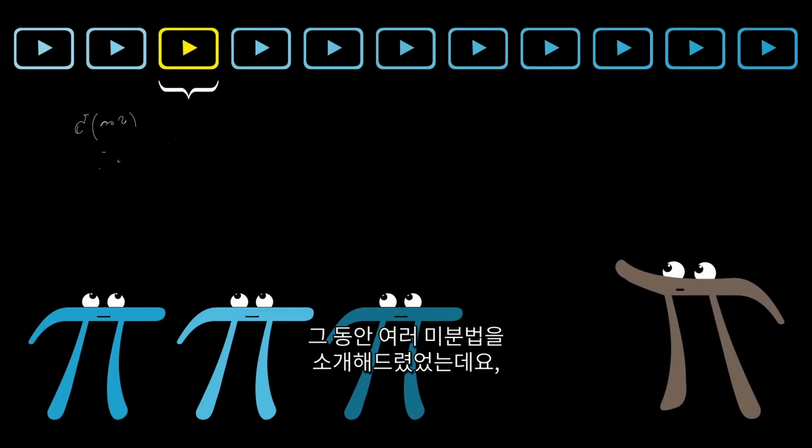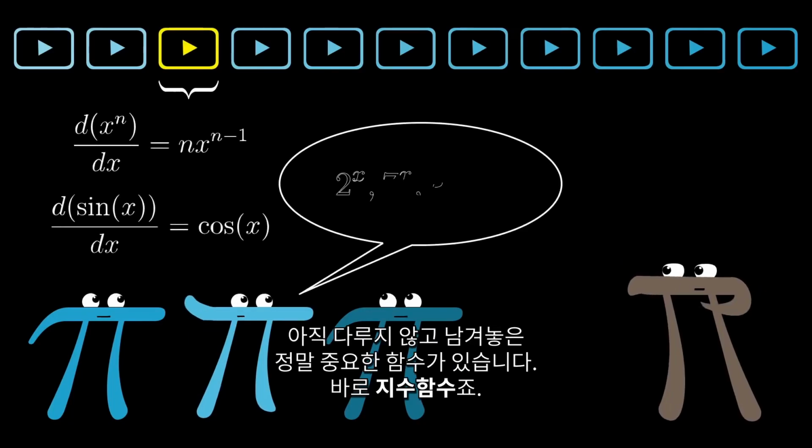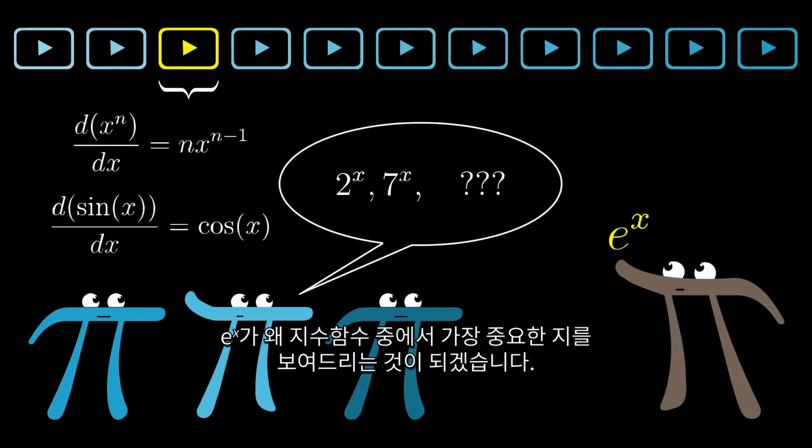I've introduced a few derivative formulas, but a really important one that I left out was exponentials. So here, I want to talk about the derivatives of functions like 2 to the x, 7 to the x, and also to show why e to the x is arguably the most important of the exponentials.